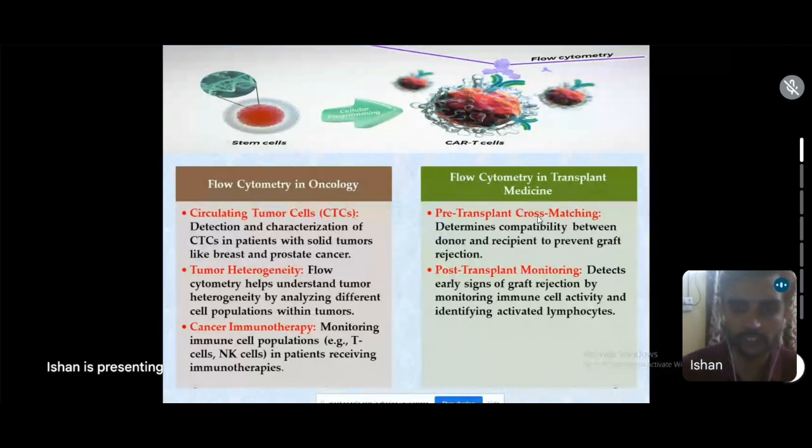Then comes flow cytometry in transplant medicine. When we talk about transplant medicine, one is pre-transplant and the other is post-transplant. Before transplanting, we do a cross matching. It is a common process. When we need blood from a blood center or blood bank, the person appointed there does a cross matching. What we commonly know is that we say we need blood of a particular group: A positive, B positive, AB positive, O positive, which also has Rh positive or Rh negative antibody.